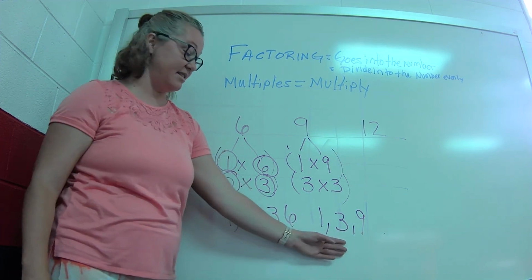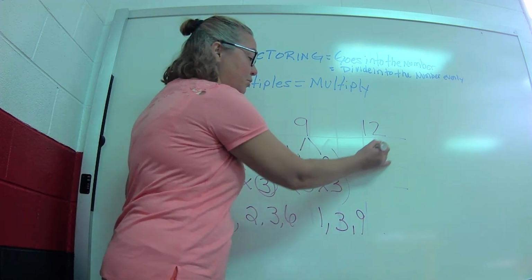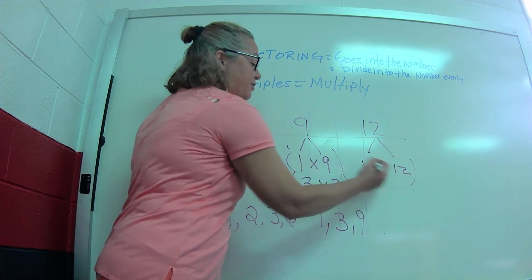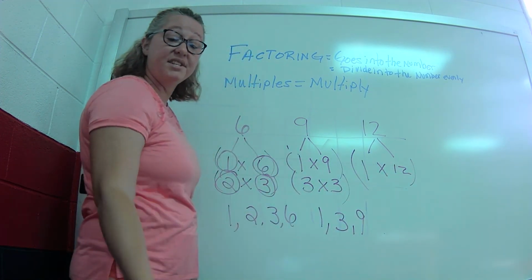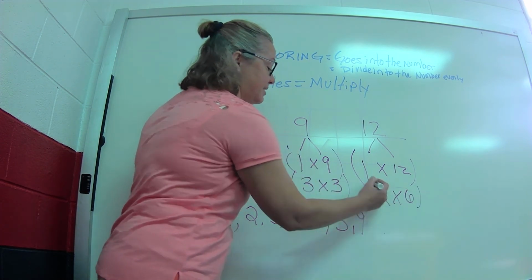We don't need to write the same digit. All right, let's try 12. What do we start with? That's right, 1 times 12 is our first factor pair. 12 is an even number, so that's 2 times 6.